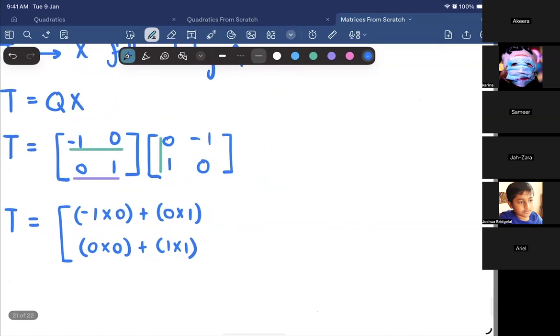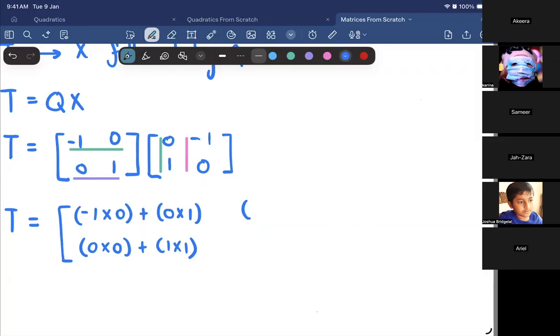Okay, so we multiplied all the rows by that first column. So what are we gonna do now? Are there any other columns in the second matrix? So I multiplied everything by the first column. Are there any other columns? Yes, sir. Yeah, we have minus 1, 0. So let me proceed now.